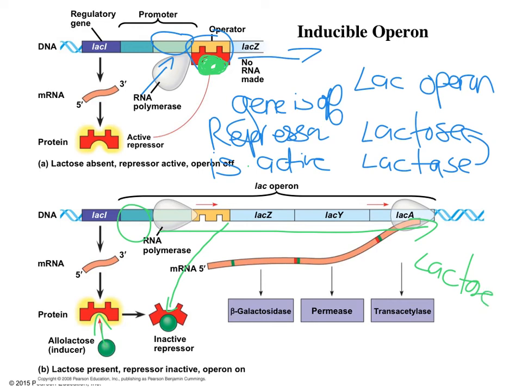All right, so how do I turn this back off? Well, I'm going to digest all the lactose, including this one, and then that repressor will go ahead and reattach to the operator, turning the gene off.